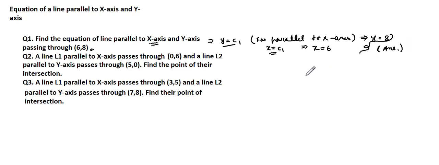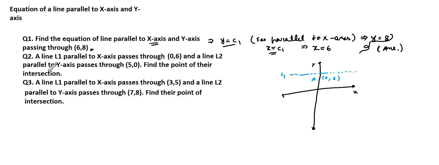Now moving to the second one, here we need to visualize a bit. So here I am drawing the quadrants first, right? Sorry for that drawing. So here it says that a line is parallel to x-axis and it passes through the point 0, 6, right? So let's take it as 0, 6. This one could be the line, and this is our 0, 6. Let it be some point like A. Now this is our L1, right?